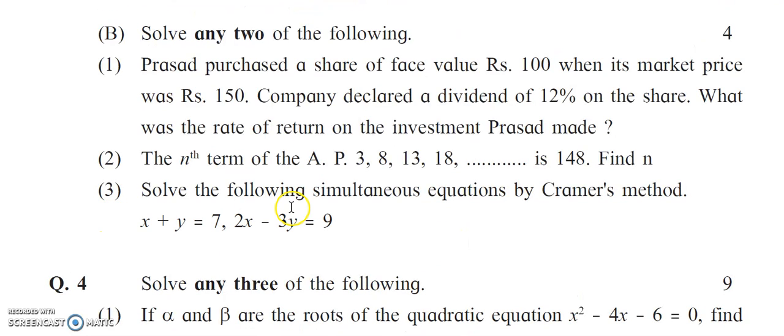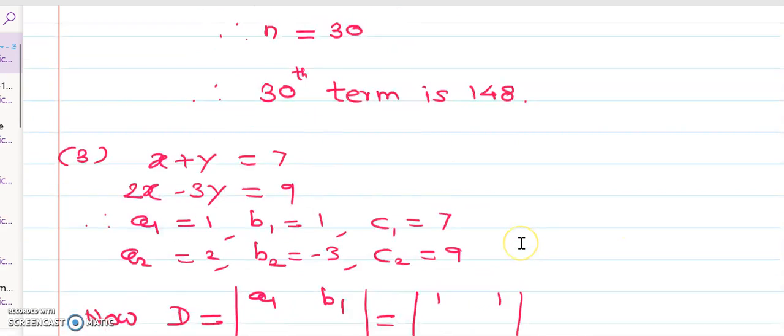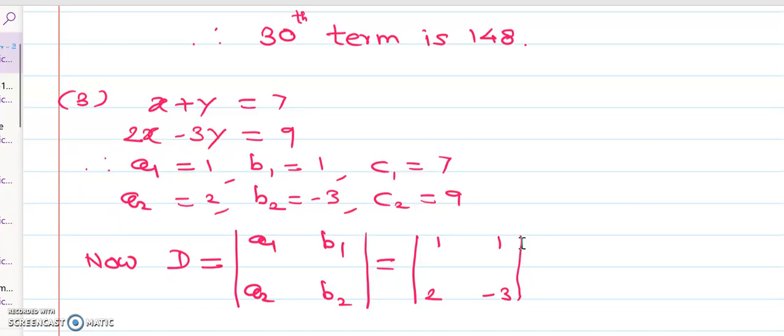solve the following simultaneous equations by Cramer's method. A simple question, a repeated type of question. x plus y is equal to 7, 2x minus 3y is equal to 9. a1 is equal to 1, b1 is equal to 1, c1 is equal to 7, a2 is equal to 2, b2 is equal to minus 3 and c2 is equal to 9.